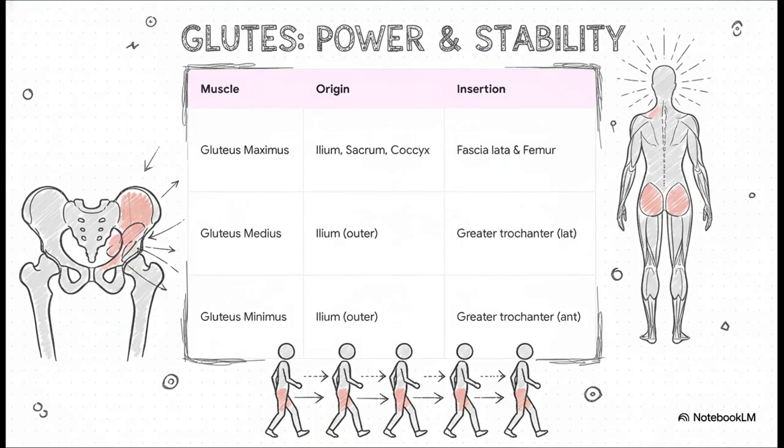Okay, let's start with the glutes. We all know the gluteus maximus. It's the powerhouse responsible for big movements like climbing stairs. But the medius and minimus, they are the unsung heroes. They attach to the side of your thigh bone and are absolutely essential for keeping your pelvis level when you walk. Without them, you'd pretty much waddle like a penguin.